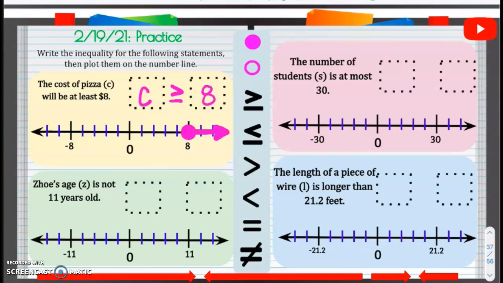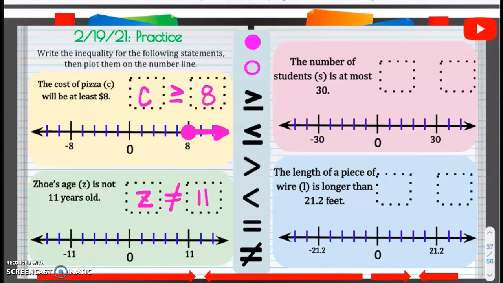All right, now we have our next one. Zoe's age, Z, is not 11 years old. We have Zoe's age, Z, is not 11 years old, so I'm going to put an equal to symbol with the slash through it. That means it's not equal to. So, there we go. So, not equal to.